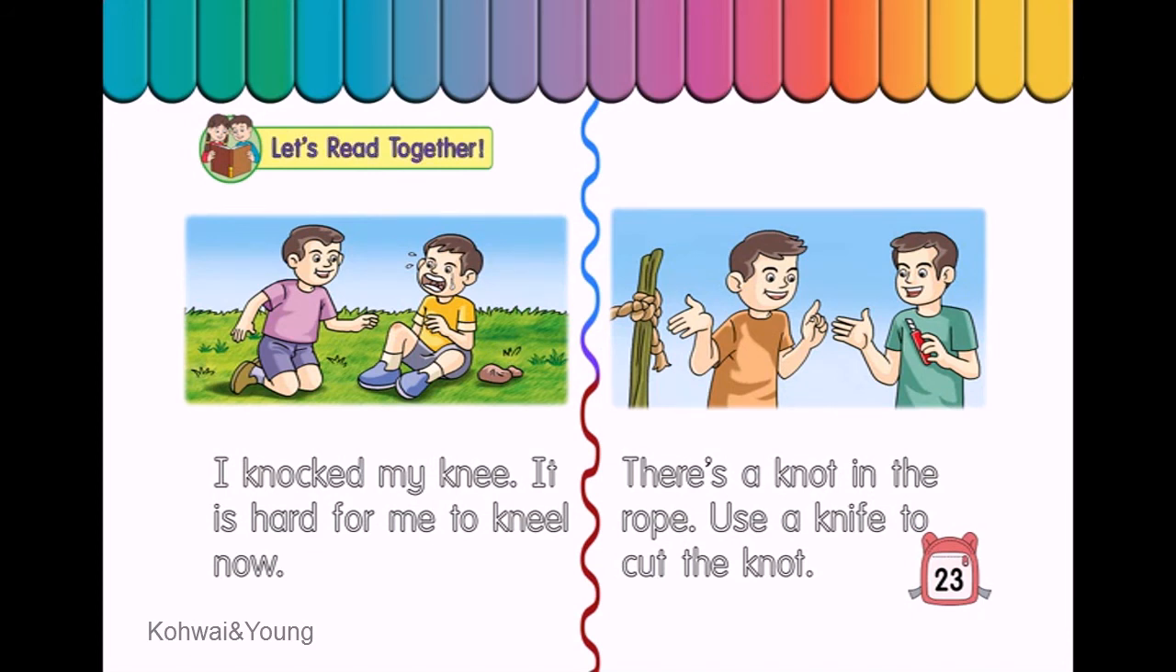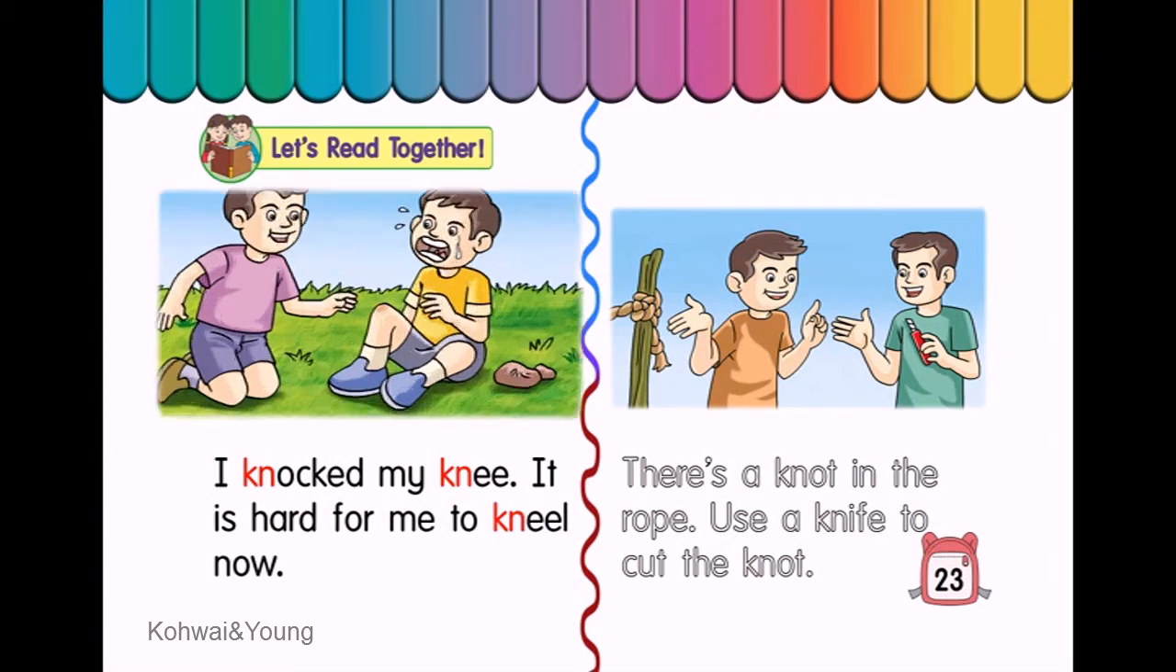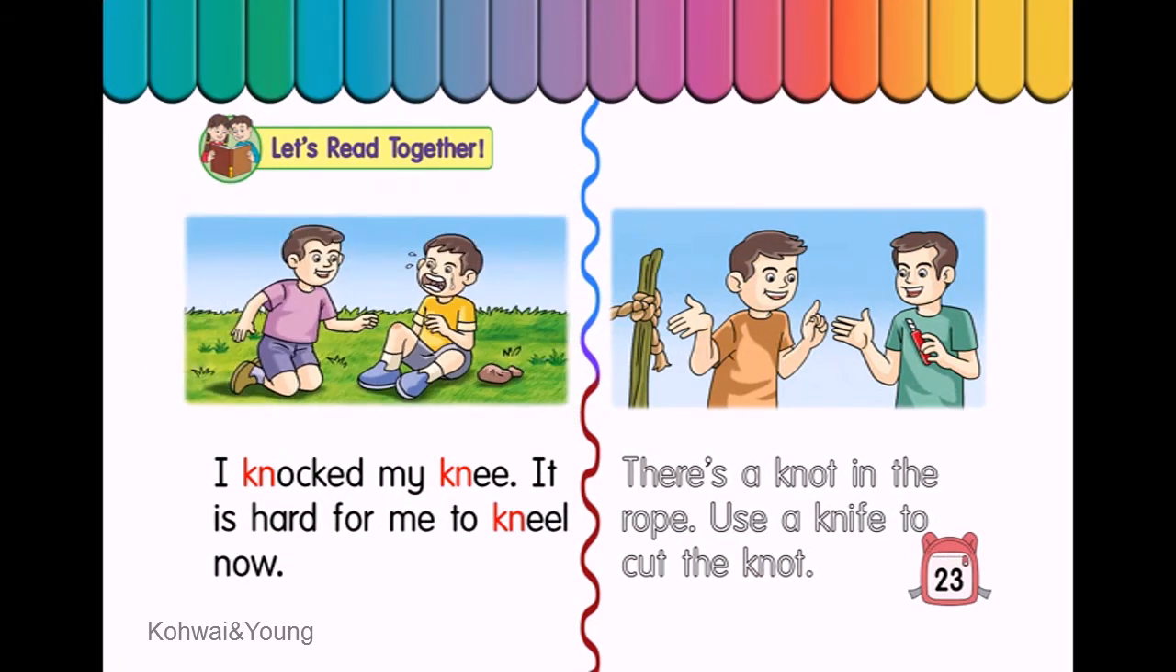Let's read together. I knocked my knee. It is hard for me to kneel now. There's a knot in the rope. Use a knife to cut the knot.